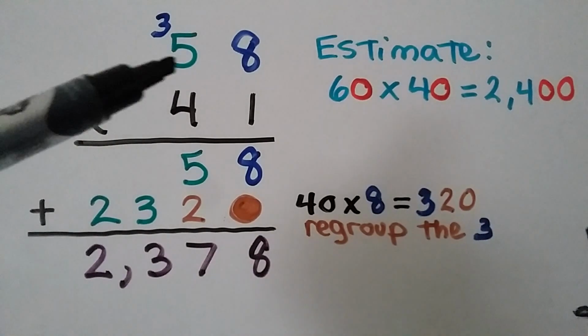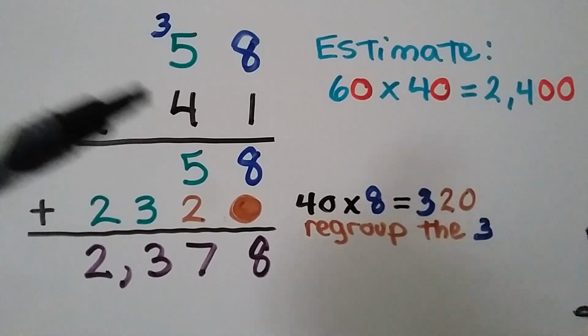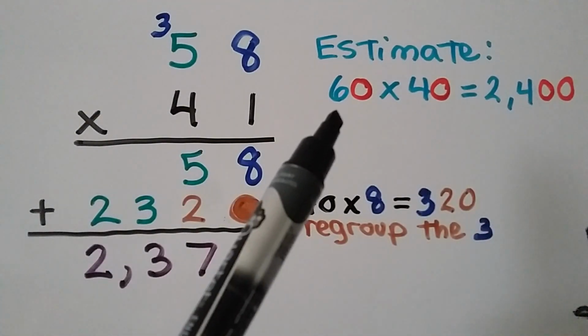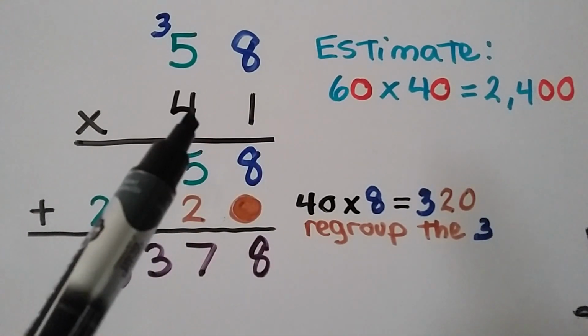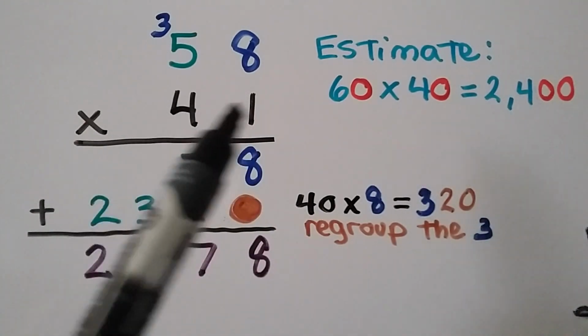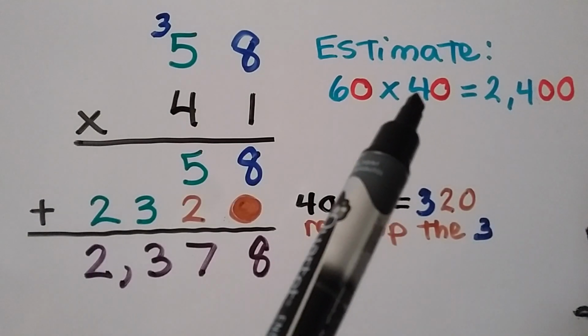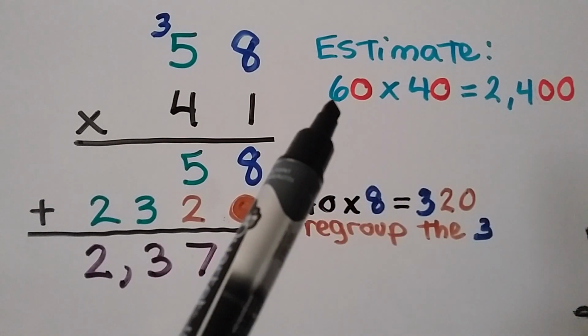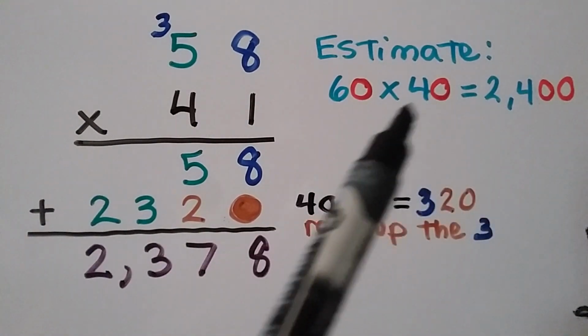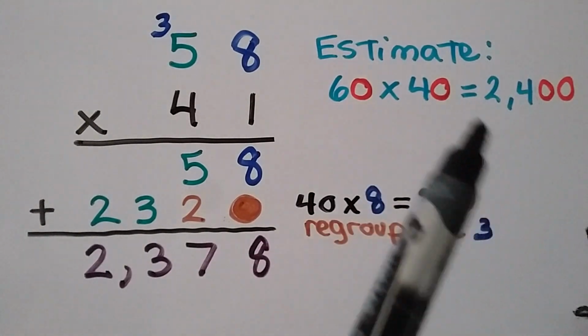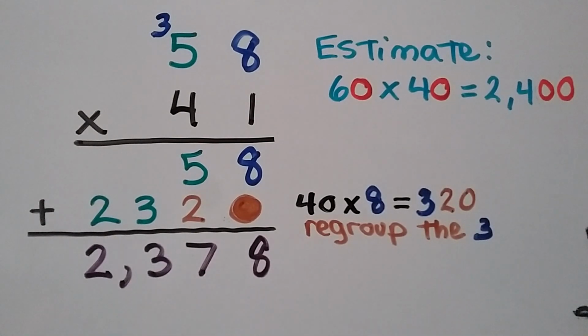We've got 58 times 41. The 8 tells the 5 to round up to a 6, and then it becomes a 0, so we have 60. The 1 tells the 4 to stay the same, so this rounds to 40. We can see the basic fact of 6 times 4, which is 24. We have 2 zeros in the factors, so we have 2 zeros in the product. We have 2,400, so that's our estimate.